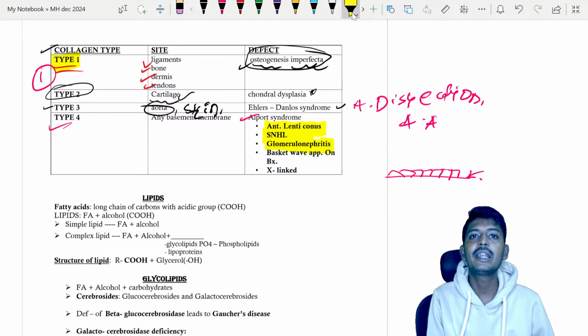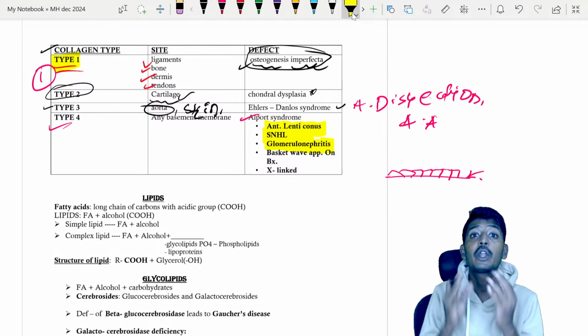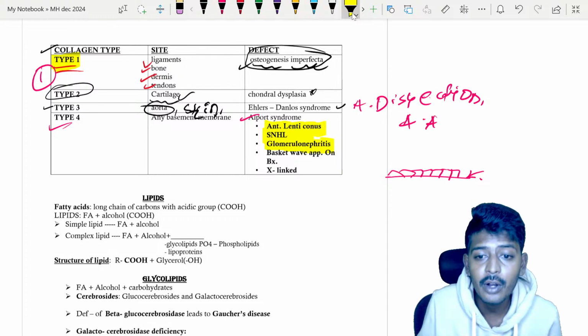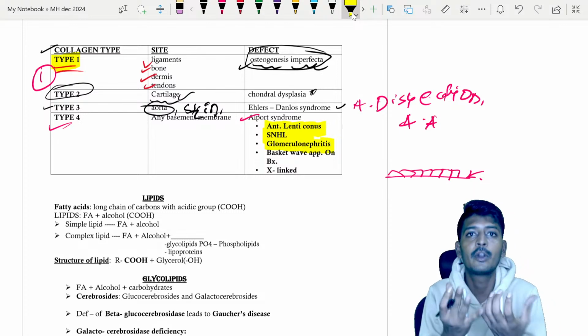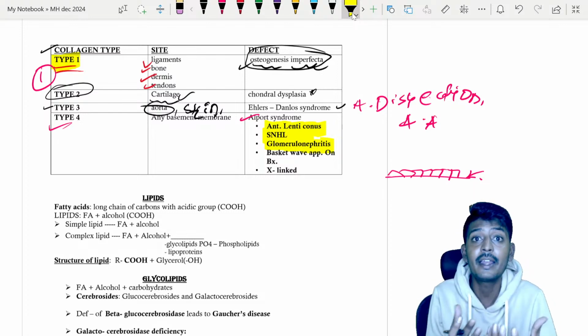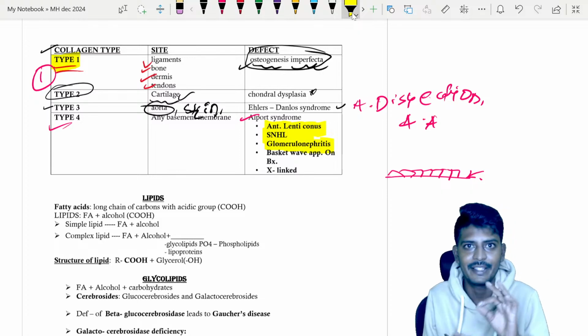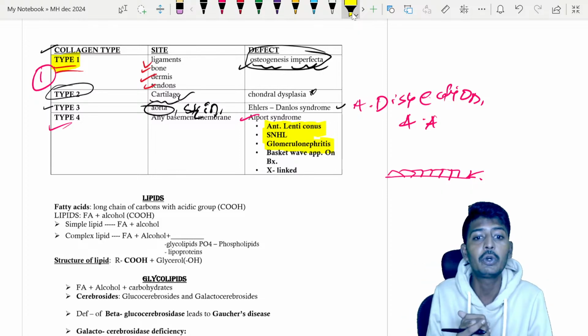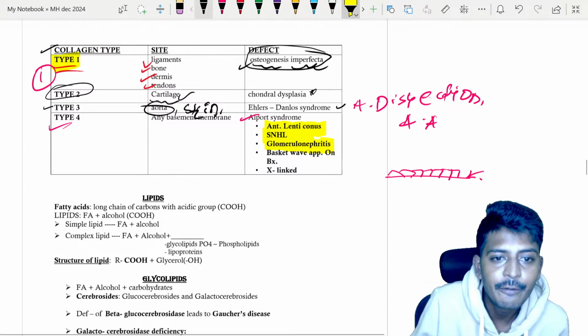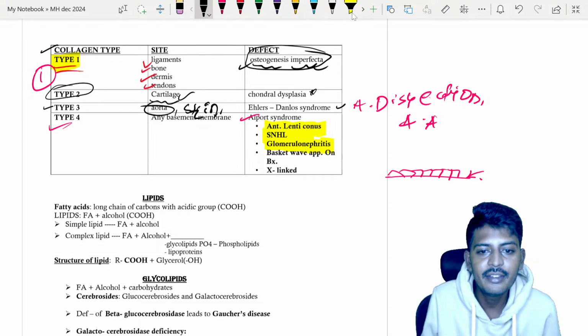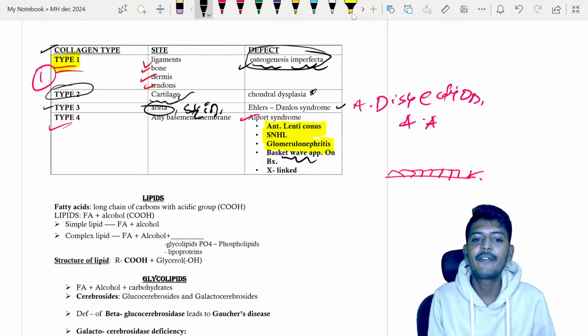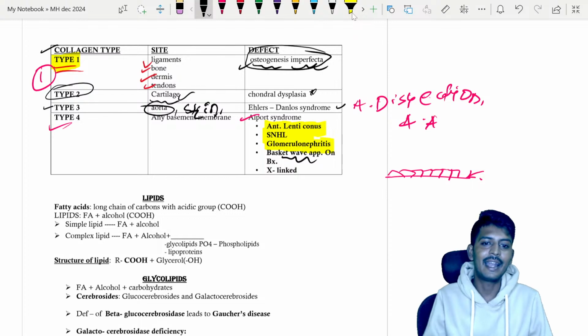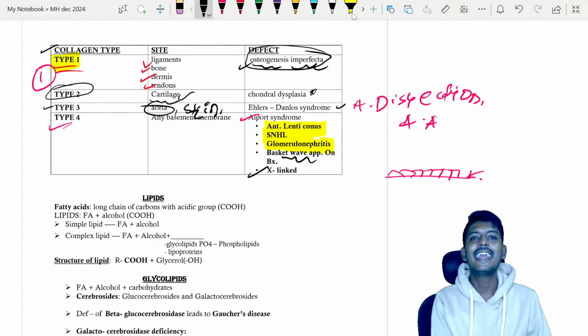Why glomerulonephritis will occur? Because there is a defect of your glomerulus. Why defect of glomerulus? Because glomerulus is made out of just capillaries. So the capillaries consist of basement membrane. If there is a defect, it will lead to glomerulonephritis. And if you take a biopsy, you can find a very, very important basket weave appearance. Basket weave appearance. And it is an X-linked disease.